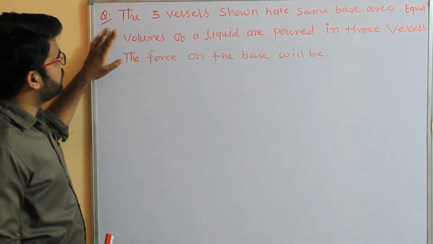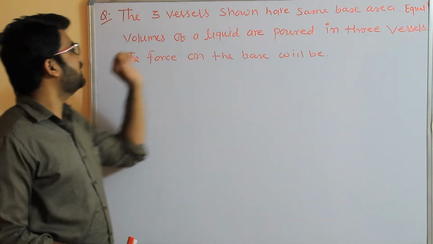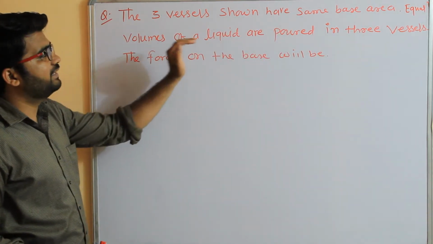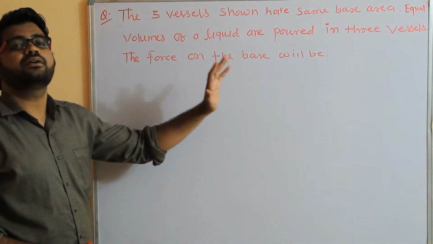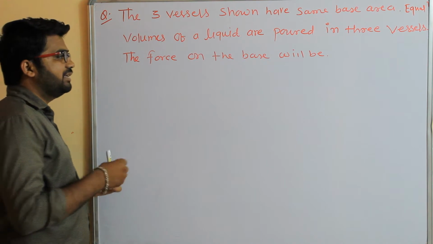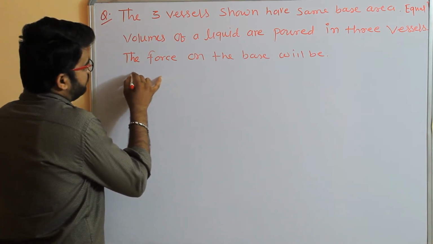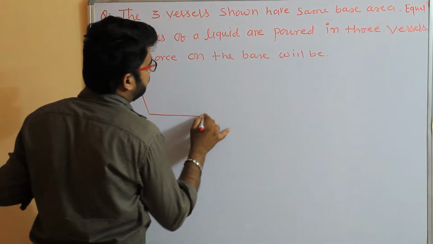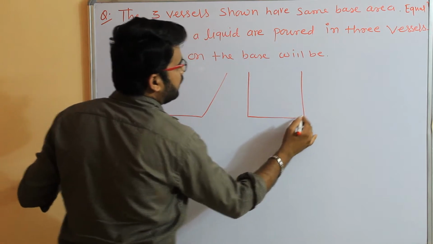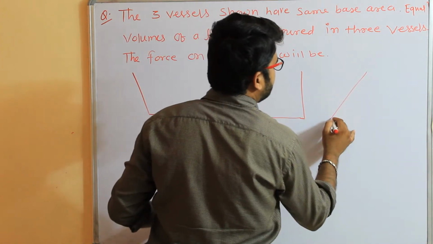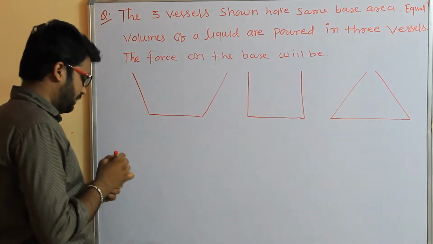This is the first problem. The three vessels shown have the same base area. Equal volumes of liquid are poured in three vessels. The force on the base will be. So we have three vessels over here. One is like this, the other one is like this, and the last one is like this. The base area will be the same.